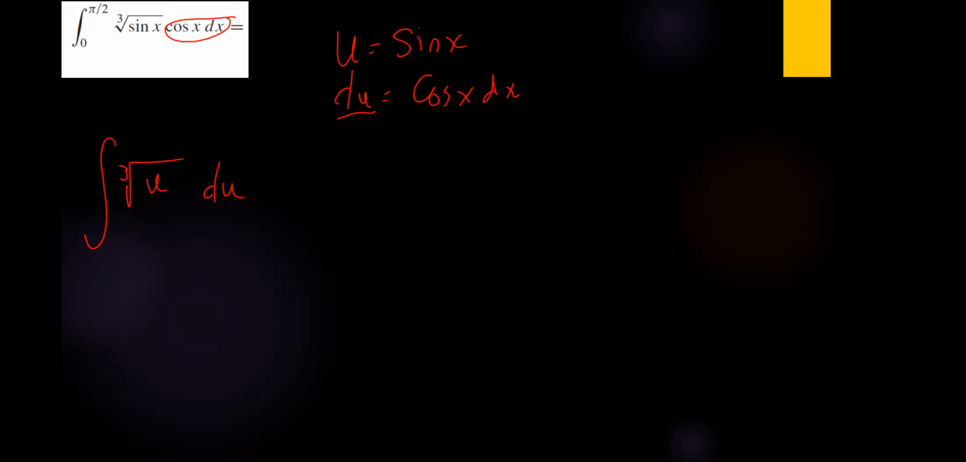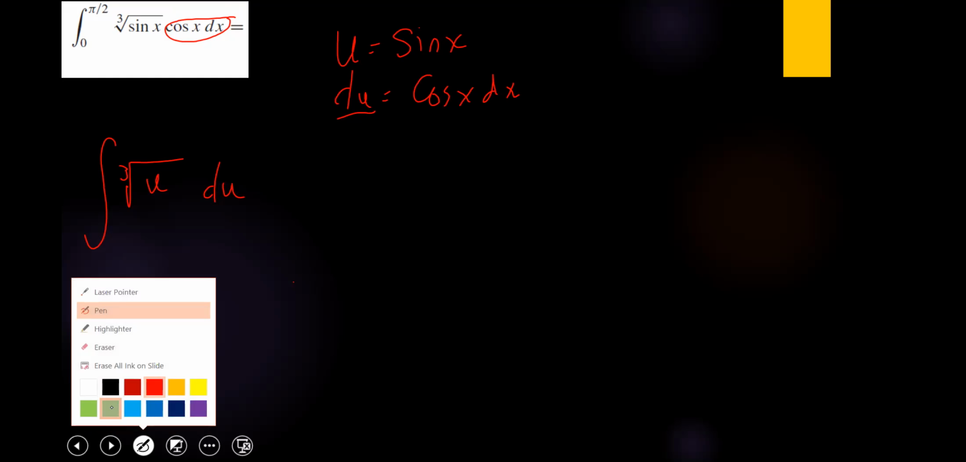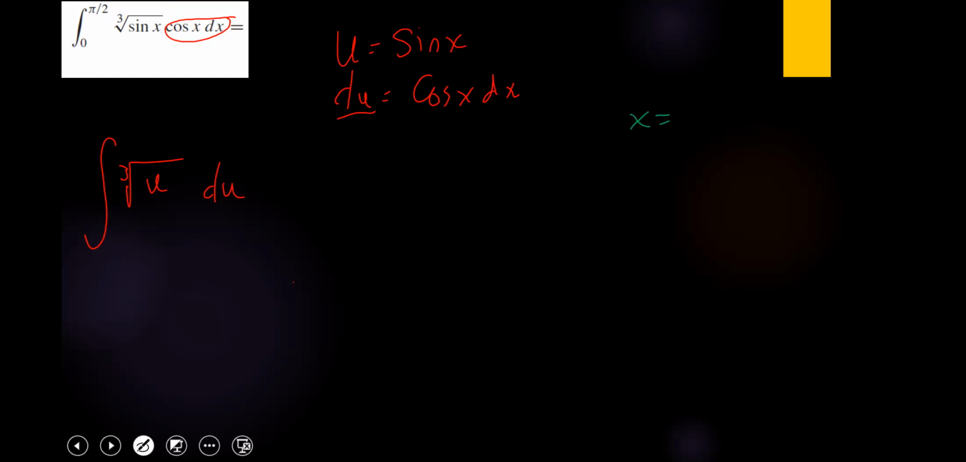Then after that, let's now change the interval. Here you have from 0 up to pi over 2. So when x is 0 and when x is pi over 2, we have a new interval. When x is 0, I mean sine of 0, which is 0. And when x is pi over 2, I mean sine of pi over 2, which is 1. So the new interval here is from 0 to 1.